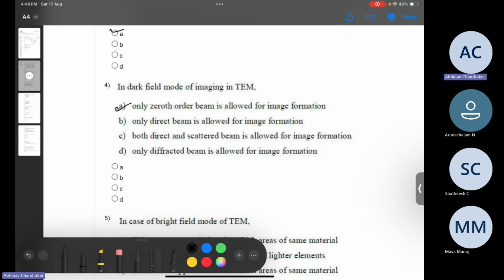Here, the first option is the zeroth order beam, but zeroth order will not be correct because this I think just refers to the primary beam.